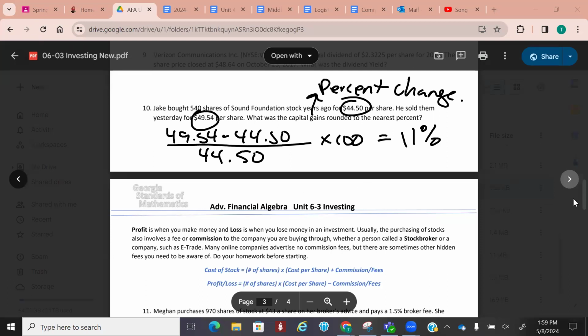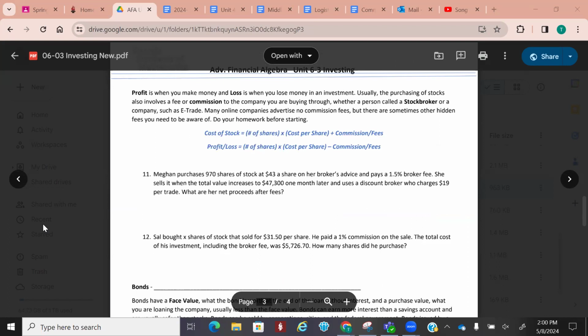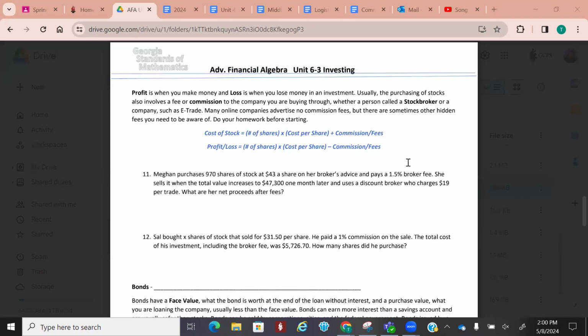All right. Profit is when you make money and loss is when you lose money in an investment. Usually the purchasing of stocks also involves a fee or commission to the company you're buying through, whether a person called a stockbroker or a company such as E-Trade. Many online companies advertise no commission fees, but there are also sometimes other hidden fees that you need to be aware of. Do your homework before starting. So Megan purchased 970 shares of stock at $43 a share on her broker's advice and pays 1.5% broker fees. She sells it when the value increased to 47,301 a month later, and uses a discount broker who charges her $19 per trade. What are her net proceeds after fees?